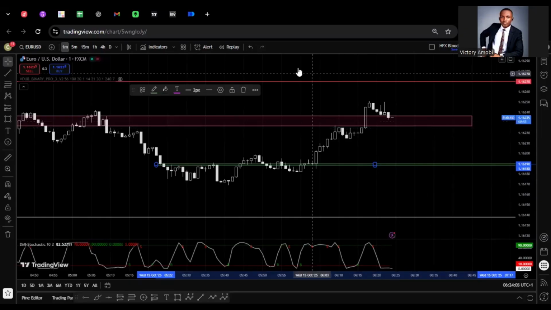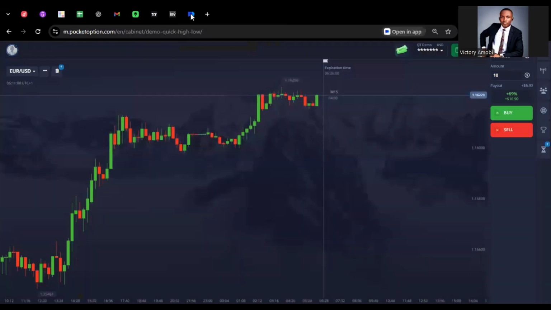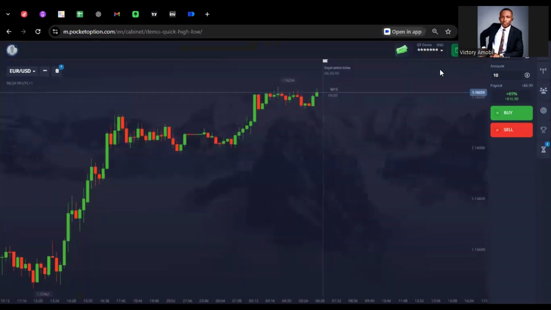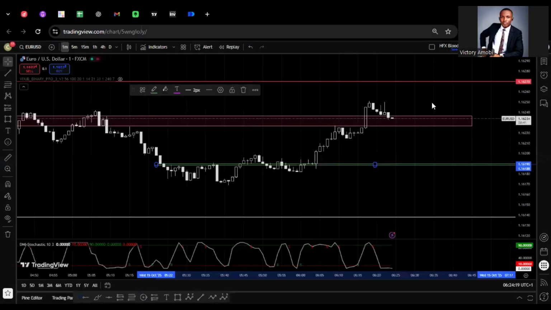In fact, let me enter blindly on this. This is a demo account. Let me enter blindly for 3 minutes. Euro USD. Entering blindly. This is when you blindly follow your rule. Yeah. I see a bullish engulfing. I see a bearish engulfing candle. I blindly enter for 3 minutes.